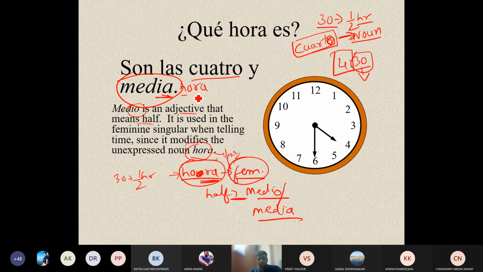If you think it is complete, it should be like media hora. The reason we are not mentioning hora here is that it is unnecessary. We are just keeping it till media. But here cuarto is a noun which does not have any other gender as such. So that is why we are using cuarto only, not cuarta. That is the reason.